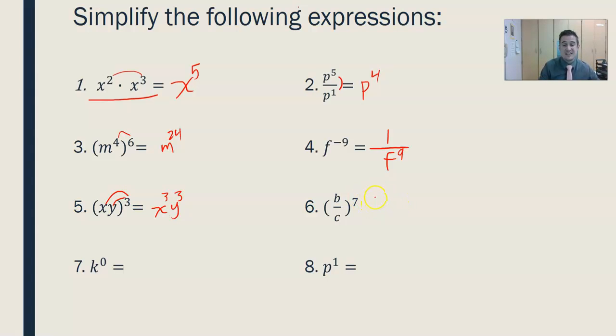B over c to the 7th power is really b to the 7th over c to the 7th. This exponent of 7 distributes to both of these terms. K to the 0 power is 1. Anything to the 0 power is 1. And p to the 1st power is just p. Anything to the 1st power is itself.